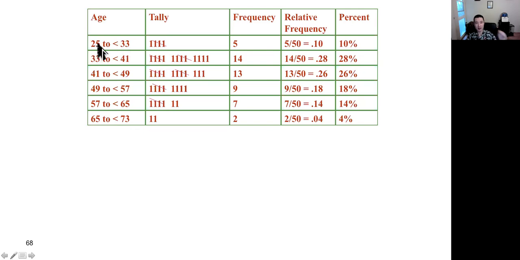This is what left inclusion means. If it's equal to 25, it is included in this class. If it's equal to 33, it belongs to the next class. So larger or equal to 25, but smaller than 33. And then we do the tally. Here is frequency. Again, frequency is how many times the age of a professor falls into that age class. And relative frequency is frequency divided by the total number of professors. So 0.1, and percent is 10%.